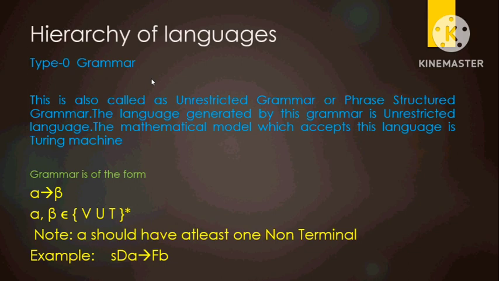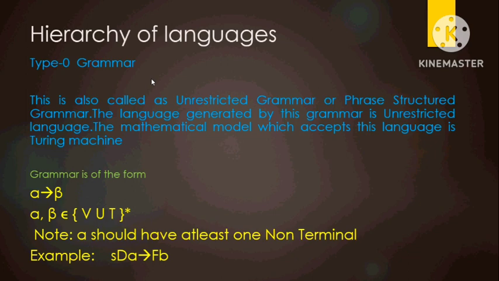So now, what is the form of this type 0 grammar? Type 0 grammar takes the form alpha tends to beta. Now, what are this alpha and beta? We have learned in the previous concepts that alpha and beta are a combination of non-terminals and terminals put together. But understand that alpha should have at least one non-terminal on the left side.